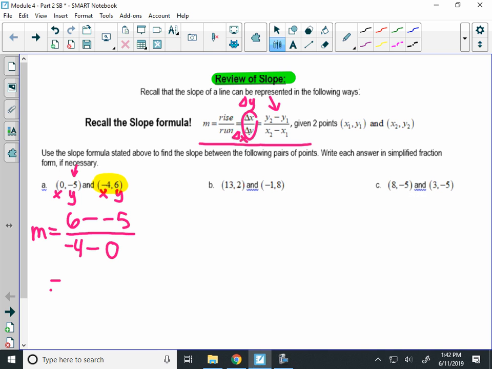Well, 6 minus negative 5 turns into a plus, that's 11, and negative 4 minus 0 is negative 4. That would be your slope. Leave it in fraction form.